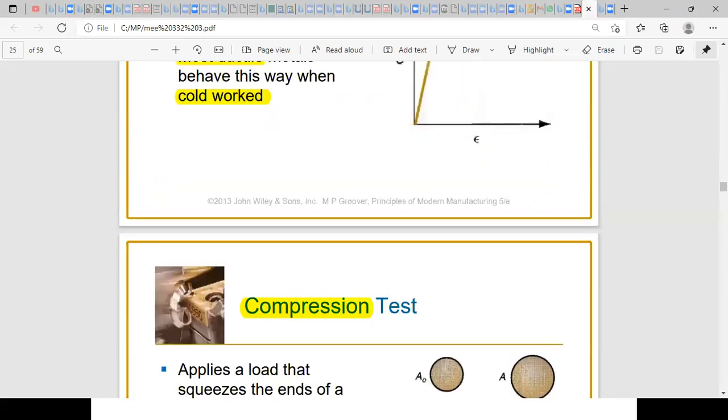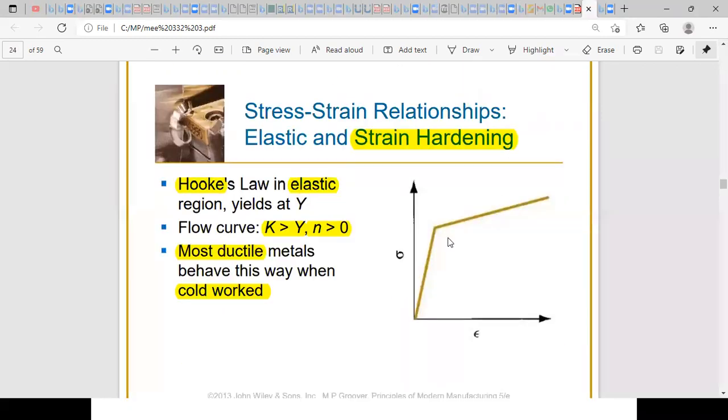Now, this graph here represents the behavior in logarithmic scale of a material undergoing elastic and strain hardening zone. So it's not perfectly plastic, because in the perfectly plastic behavior, whenever I reach the yield stress, I don't need to increase the stress anymore to continue the deformation, while for this material, I need to increase the stress to continue the deformation. This is why we call it strain hardening.